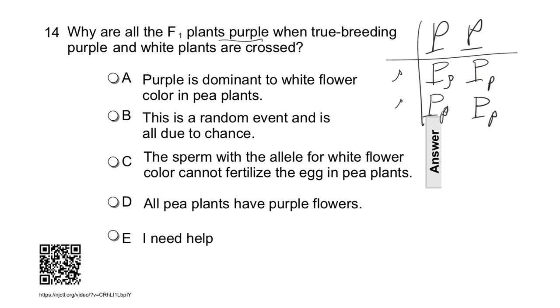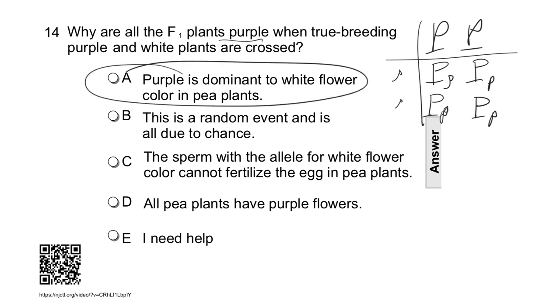Why is that? Because every possible genotype of the offspring has a dominant allele in it. So the best choice would be A. You might look at D and say, well, all the pea plants have purple flowers. Well, that's true, but why? Why do they all have purple? So that doesn't really answer the question.